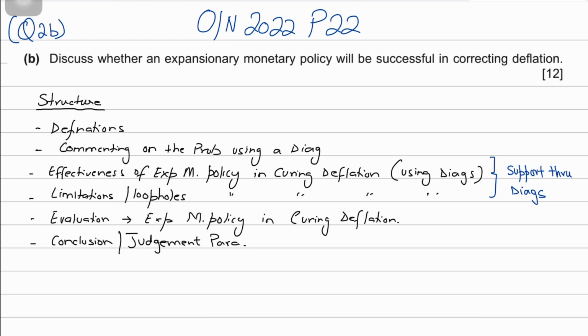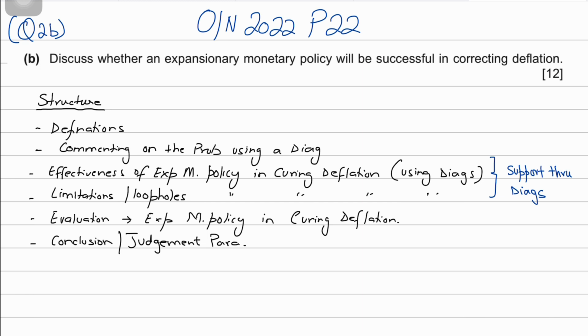You should start off by defining the policy. In our case, it is expansionary monetary policy. Write a few lines on it and also explain when it is usually implemented. Then define the problem, which is deflation in our case. Write a few lines on it. If possible, also show the problem, that is deflation, through a diagram.